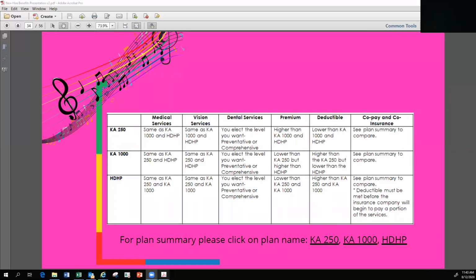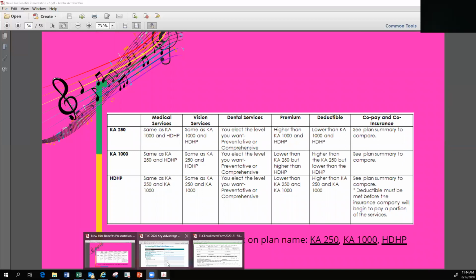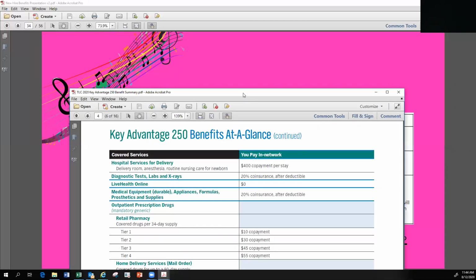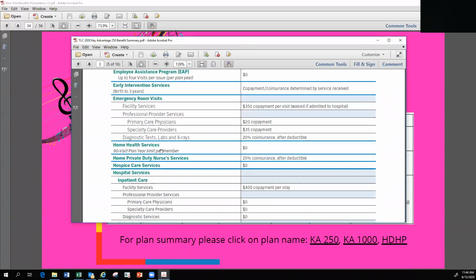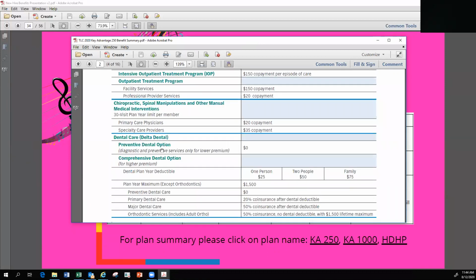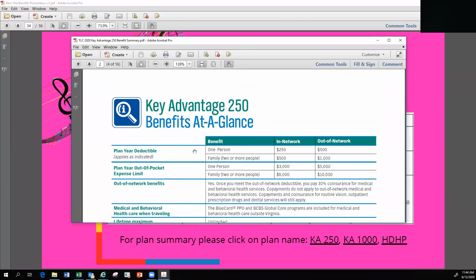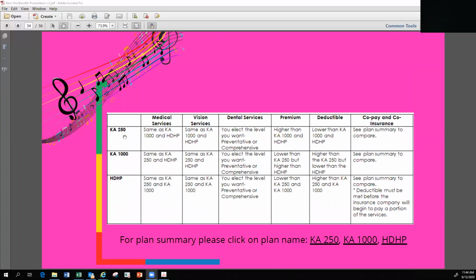So as I mentioned, all the Anthem plans have the same services. So here's just a look at a plan summary. You're going to see all of these items here on the left-hand side are the same for all of these programs. The difference is going to be in your deductible, your copay, and your co-insurance. With the $250, your premium is higher than the $1,000 in the high deductible health plan, but your deductible is lower than the $1,000 in the high deductible health plan. And also your copays and co-insurances are a little bit less too.